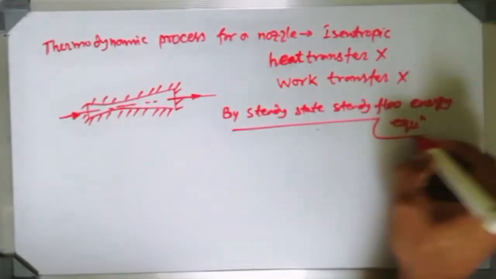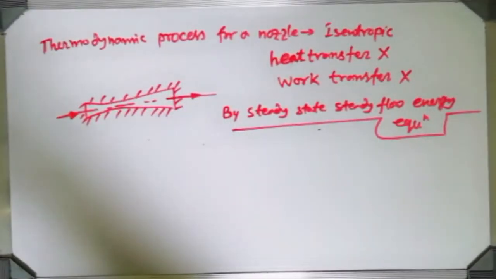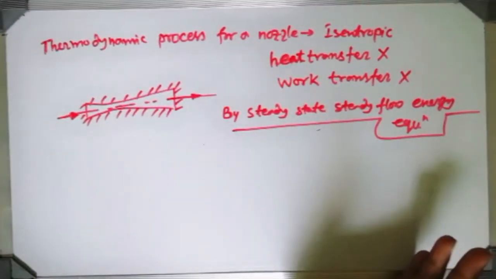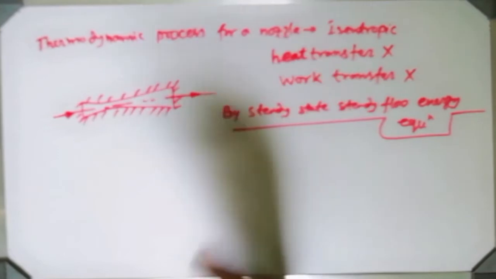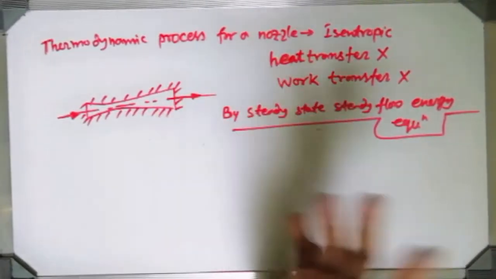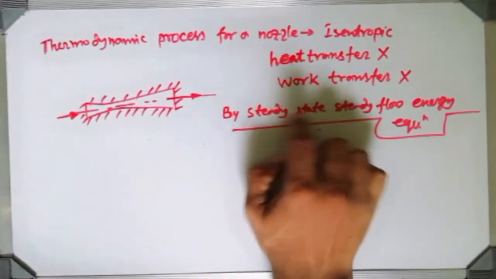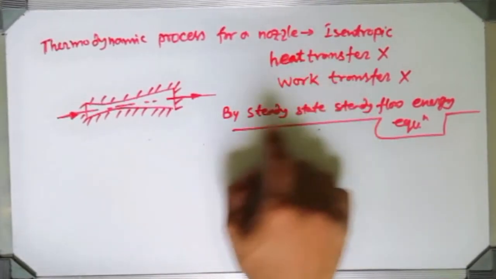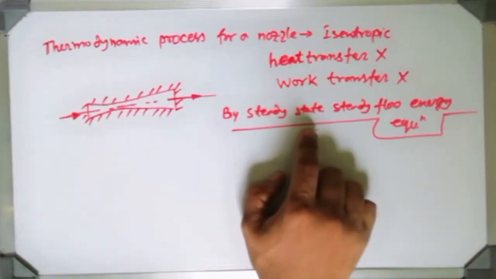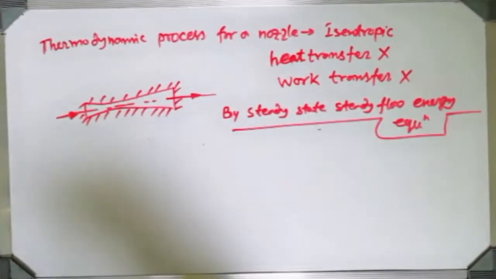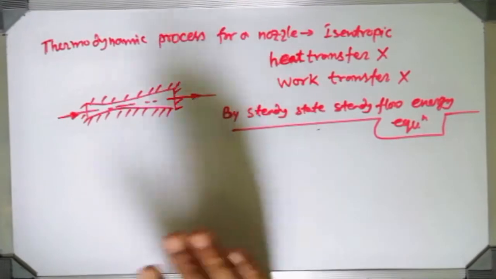Steady state means that with respect to time there is no change in fluid flow, velocity, density, temperature, the flow parameters. They are not going to change with respect to time. That is steady flow. Steady state and steady flow, that is the steady flow. And steady state means the state is steady, the state is not going to change.